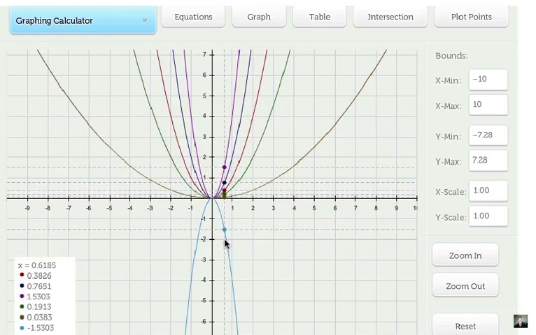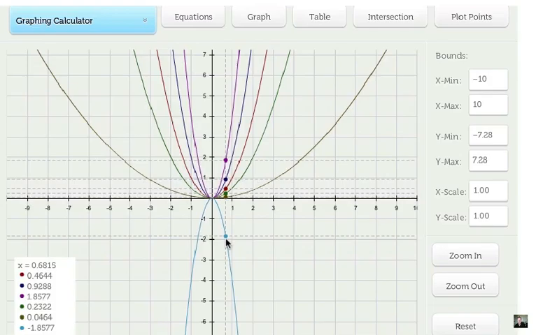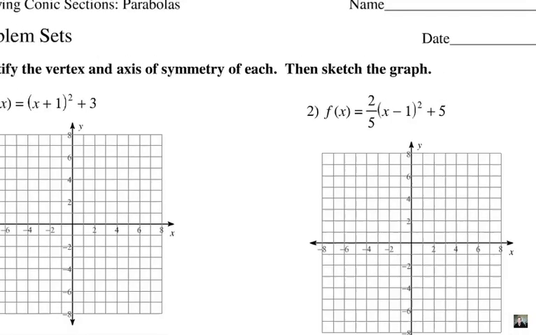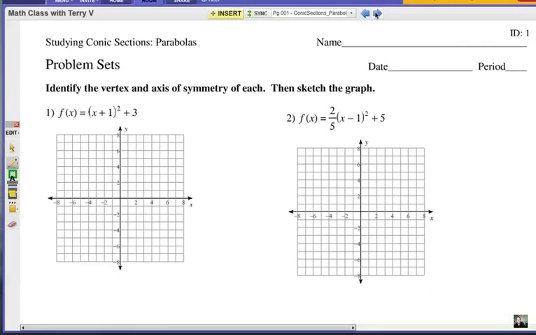All right, we're going to put this to use in graphing parabolas. As always in these problem set videos, I show you the problem and you pause the video and you try it first. So grab a piece of paper, just kind of sketch it on a piece of paper. You don't necessarily have to have graph paper. And you're going to find the vertex and the axis of symmetry for each and sketch the graph. Go ahead.